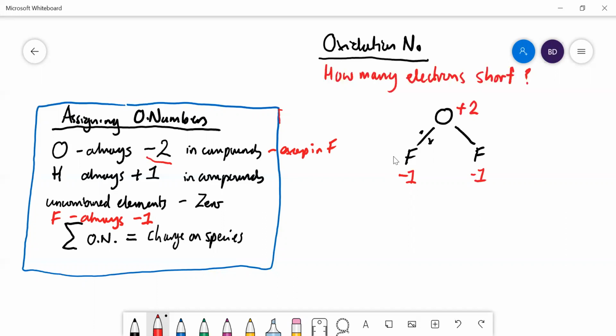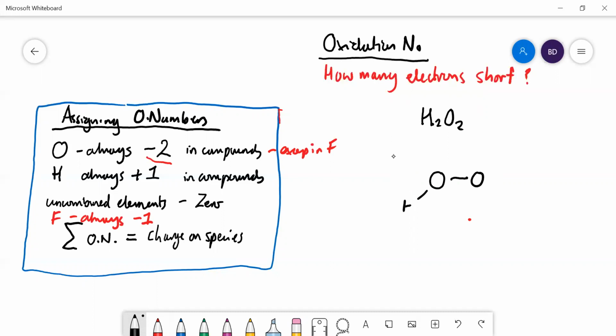Let's think about another one now, hydrogen peroxide. This is another exception because hydrogen peroxide is H2O2. Now, what's the bonding like in that? Well, we know oxygen has always got to form 2 bonds, so it's actually like this. You get a single bond between the oxygens, that's called the peroxide group, and you get a hydrogen attached to that one and a hydrogen attached to that one.